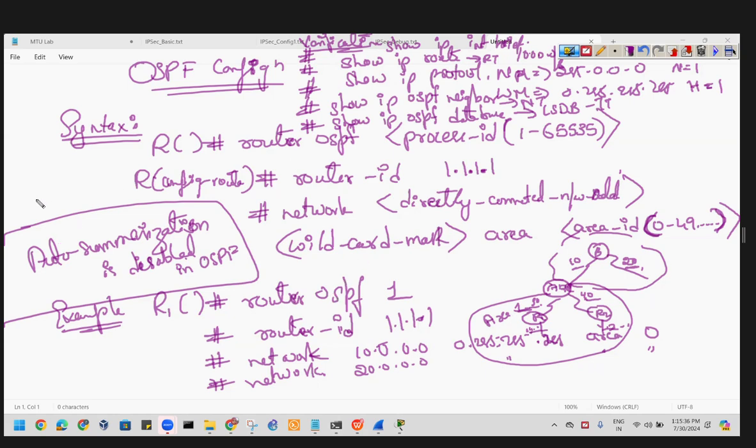Because in OSPF, summarization happens at only two places. One is at the ABR and the other one is at the ASBR.